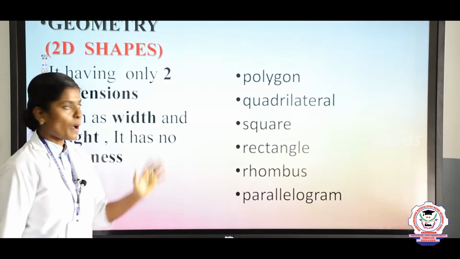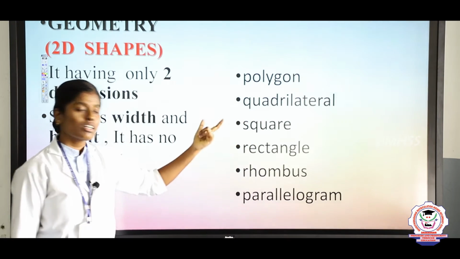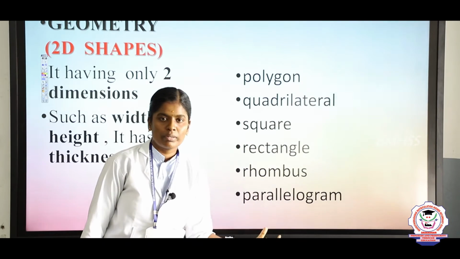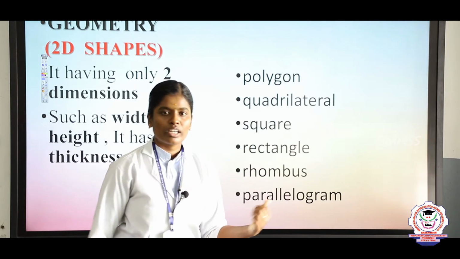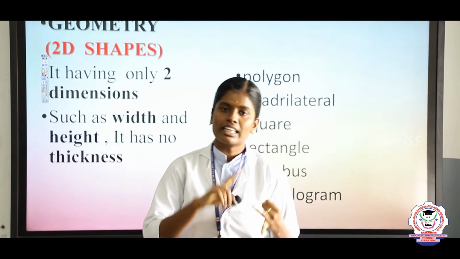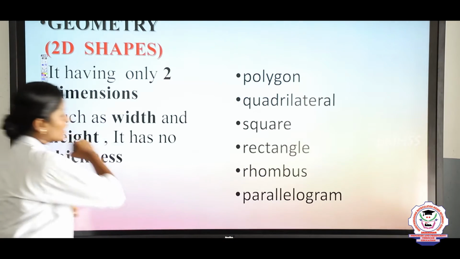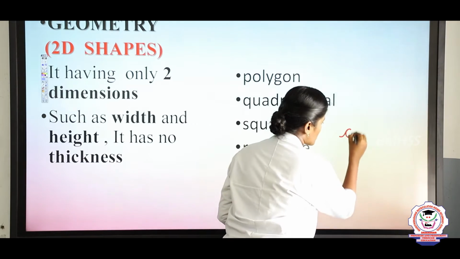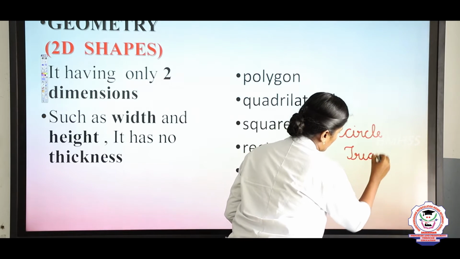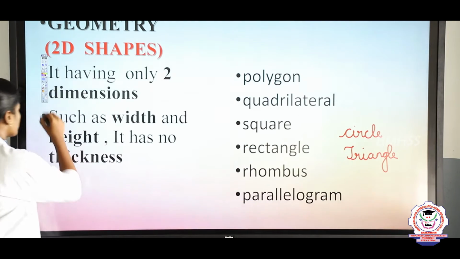The first one is polygon. The second one is quadrilateral. The third one is square. The fourth one is rectangle. The fifth one is rhombus. And the sixth one is parallelogram. Next, we will see some more 2D shapes, that is circle and then triangle. That also is one of the 2D shapes. Okay, my dear students.